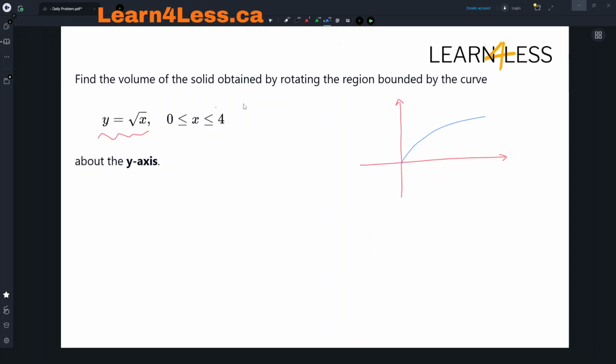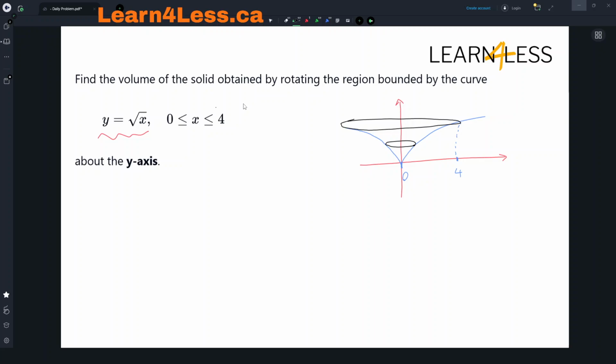So this shape goes from 0 to 4. For example, this is 0 and this is 4. If we are rotating this part around the y-axis, what we get is some sort of a conical shape like this. It is kind of made of circles. Not easy to sketch, but something like this would be created. It's a three-dimensional shape, and what we want to evaluate is the volume of this conical shape.